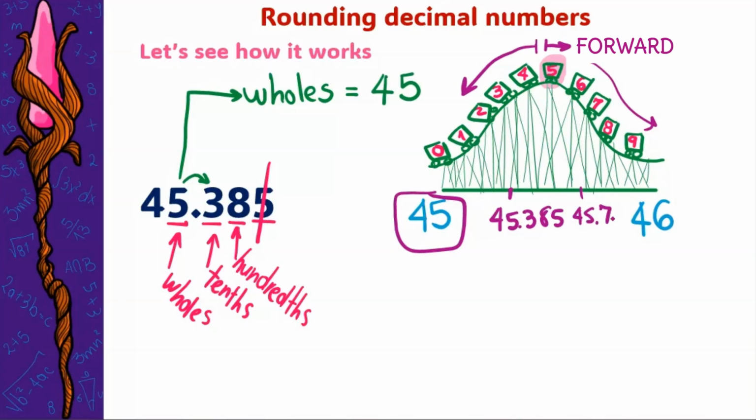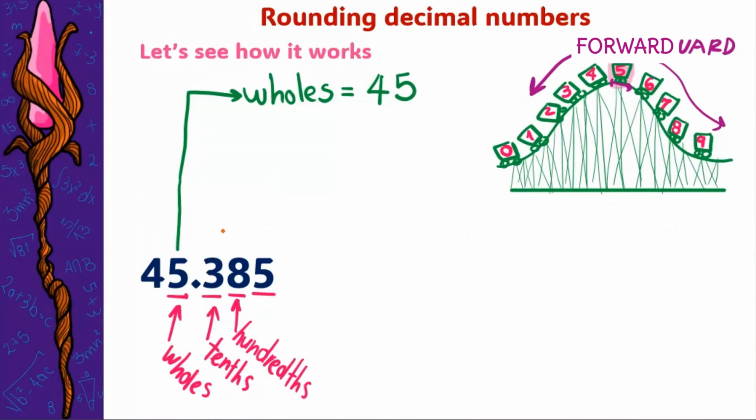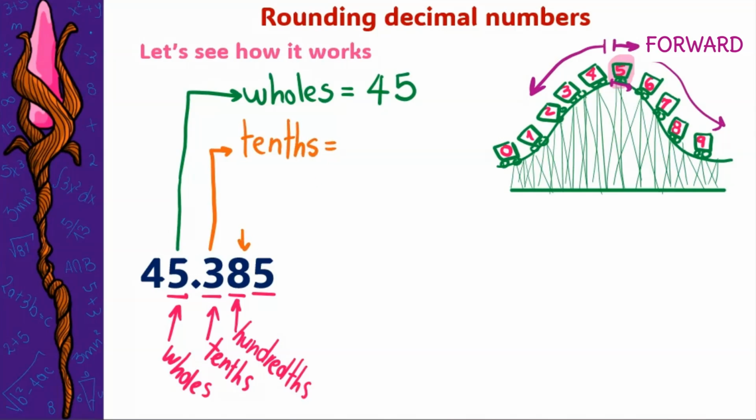So it's going to go to the biggest one. The 5 moves forward. It's a little bit going to the right. But let's check what happens if we round to the tenths. For the tenths, the next number is an 8. The 8 goes forward. So that means that is going to be 45 point. Since the 8 goes forward, then the 3 becomes a 4. 45.4. Because the 8 makes it go to the biggest one.